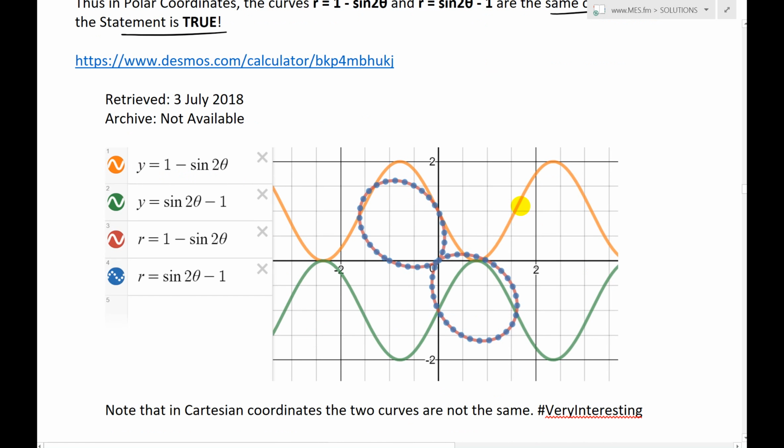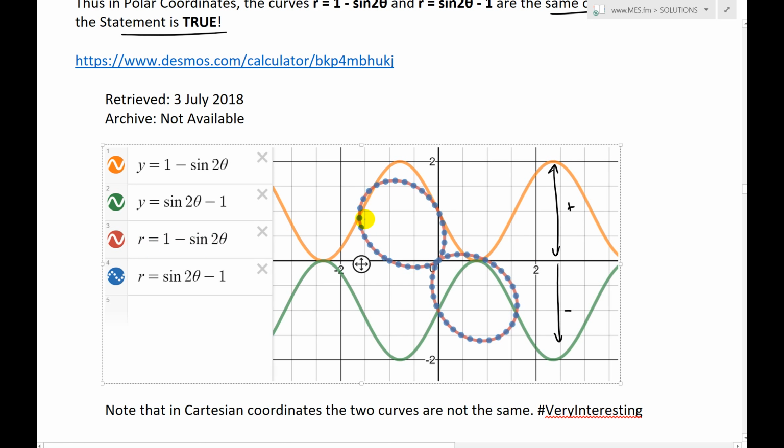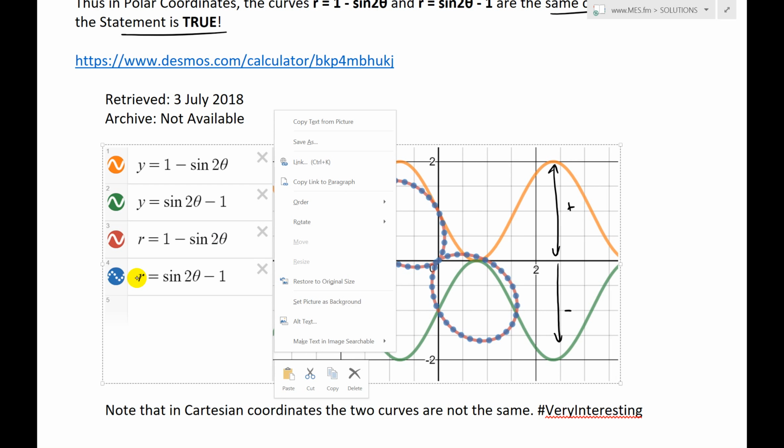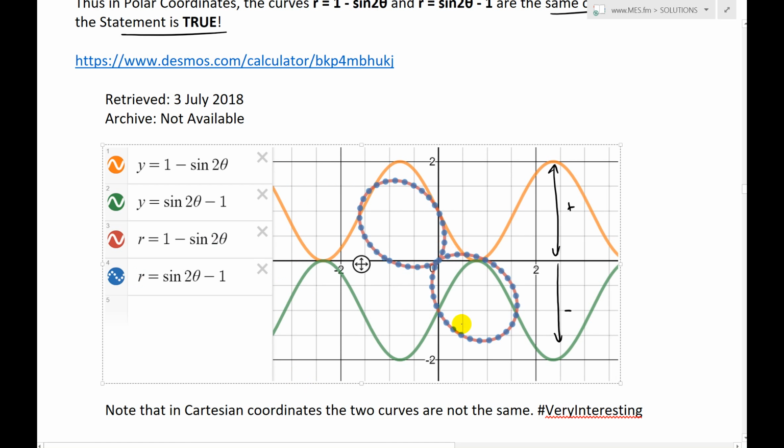And now if you were to graph this using the Desmos graphing calculator, it looks something like this. Here, I've graphed it in both Cartesian and polar. Here's the Cartesian: y equals 1 minus sine 2 theta. It looks something like this, goes up and down. But then the green one is y equals sine 2 theta minus 1. So it's exactly the same thing, but negative. This is positive, and this one right here is negative all the way there. Notice the curves are different. But for the polar, we have r equals 1 minus sine 2 theta in red. That's this one around. And then the blue dots, r equals sine 2 theta minus 1, that's just dots around it.